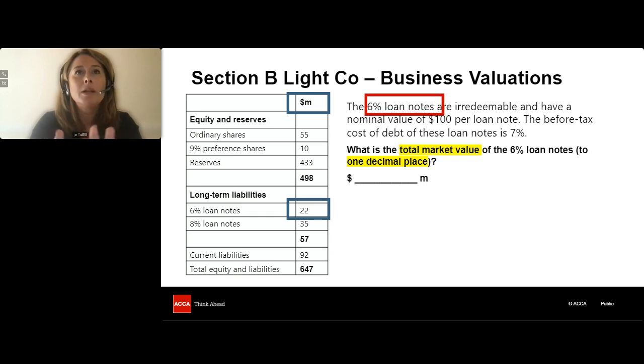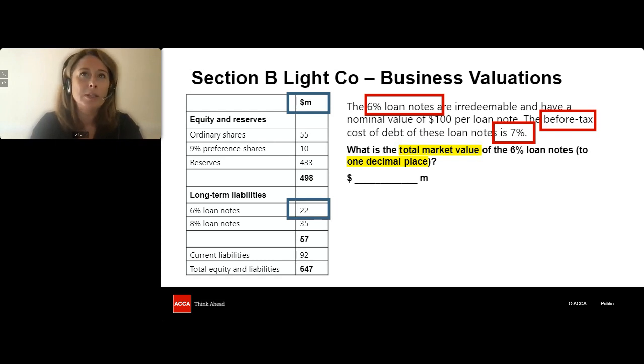So these 6% loan notes are irredeemable. So we don't have to use the interpolation and the IRR formula to find it. We are using the simple formula, which is taking the cost of the interest divided by the before tax cost of the debt. Now, remember, the before tax is because we're doing it from an investor's point of view. So if they gave you two options of post tax and before tax, when you're valuing a loan note, remember you always take the before tax because it's from the investor's point of view, not the company's point of view. The investor is the one that is buying the loan note.